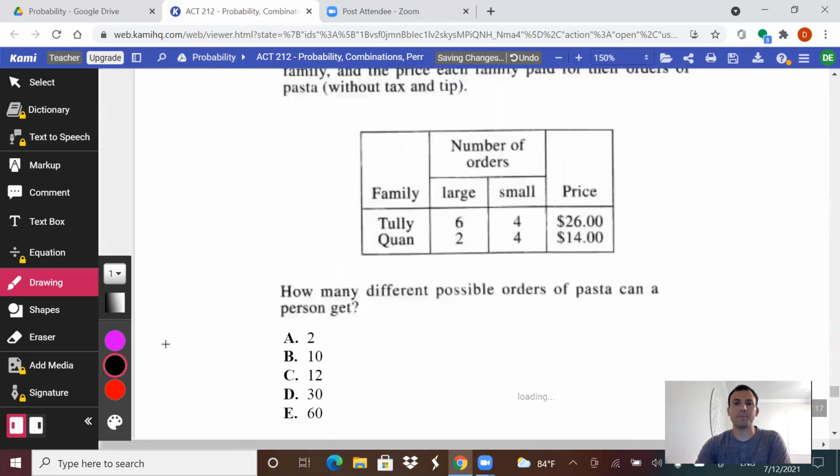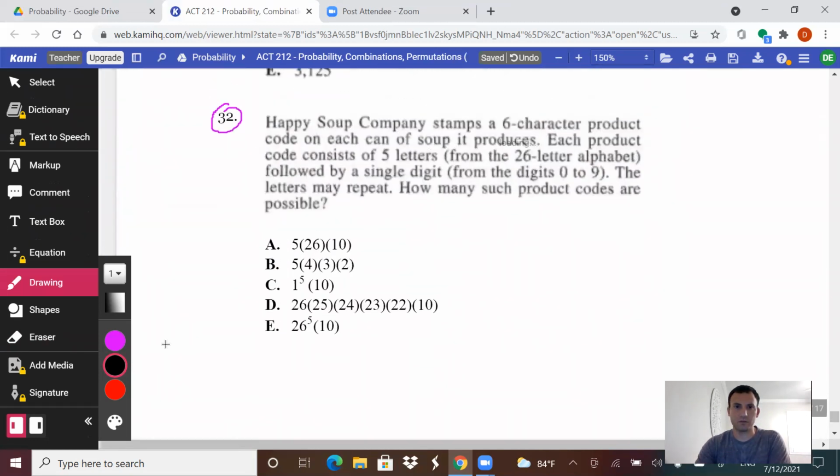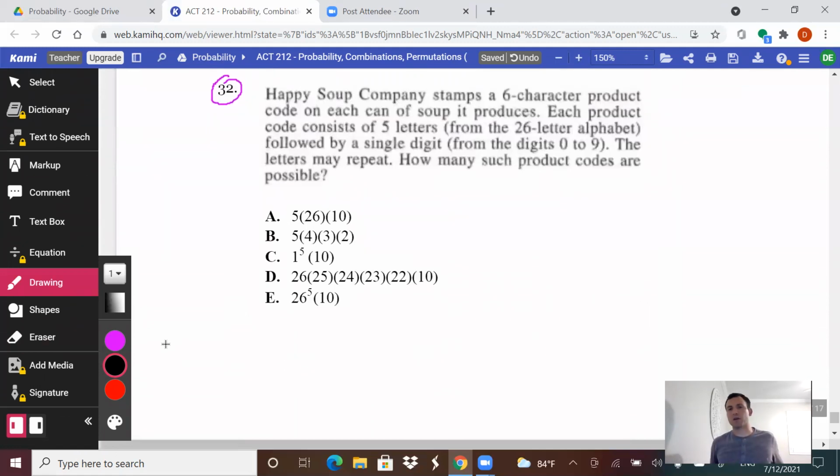Okay, one more problem. And again, pause it. Give it a shot if you want to. This one was one of the final 10 problems on the test. So if you get it, you should feel pretty happy. No pun intended. Anyway, Happy Soup Company stamps a 6-character product code on each can of soup it produces. Each product code consists of 5 letters from a 26-letter alphabet followed by a single digit. The letters may repeat. That's a big deal. How many such product codes are possible?